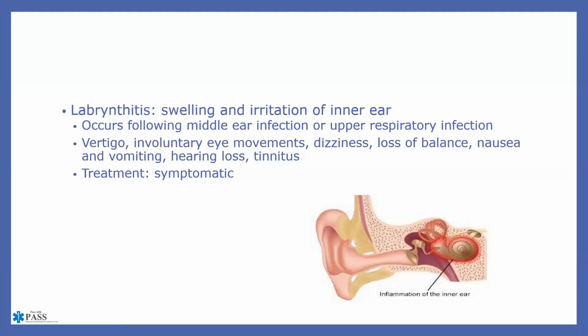So it's an inflammation of the inner ear, also known as labyrinthitis, oftentimes following an ear infection or maybe an upper respiratory type infection, where that bacteria basically just kind of transgresses up into the round window and the other portions of the inner ear. So vertigo, involuntary eye movements, which is known as nystagmus, dizziness, loss of balance, etc.